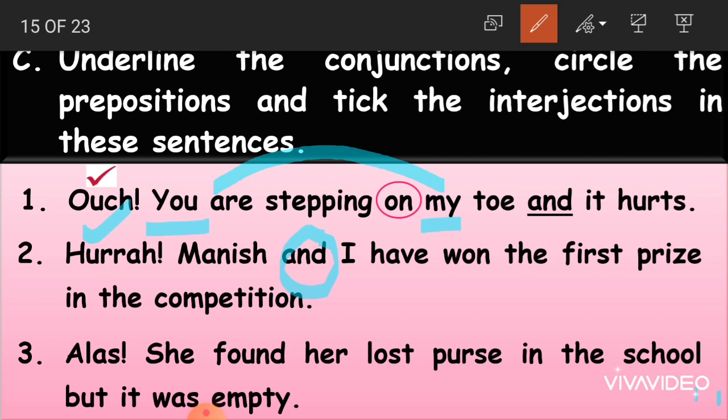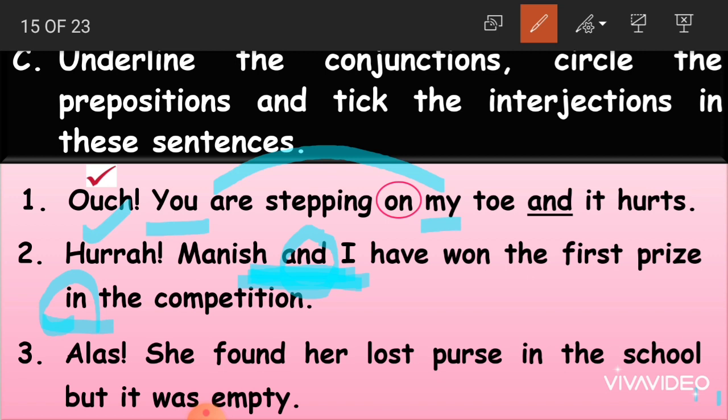Manish and I have won the first prize in the competition. Where did they win? They won the prize in the competition. That is why in becomes our preposition. We have to circle this. And becomes our conjunction. We have to underline this. Sorry, I have circled it, children. And is conjunction. We have to underline the conjunction. So, hooray is our interjection. And is our conjunction. In is our preposition.